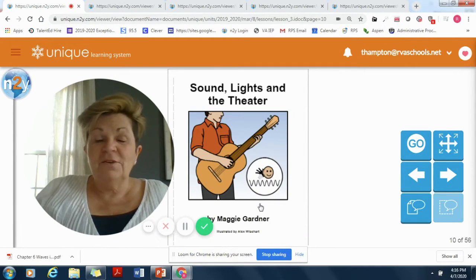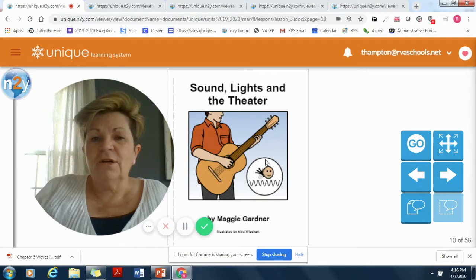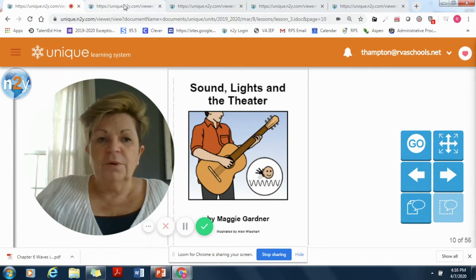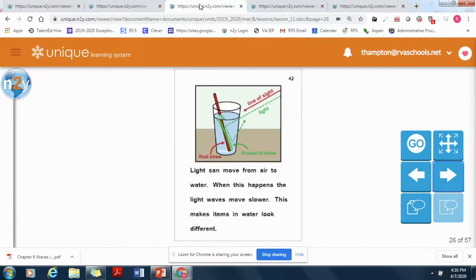We are going to be reading our final chapter in our book, Sounds, Lights, and the Theater. So we're very excited to learn more and bring our reading to a close. Before we do that, we're going to do several things, which we usually do to help us get prepared for our reading. We're going to be looking at our augmentative communication page.